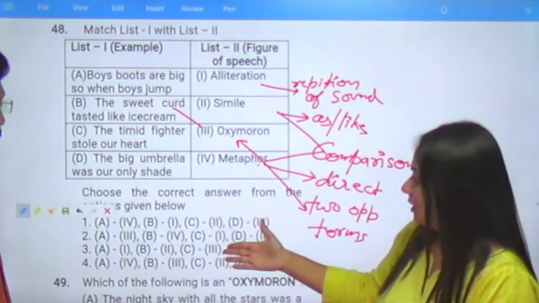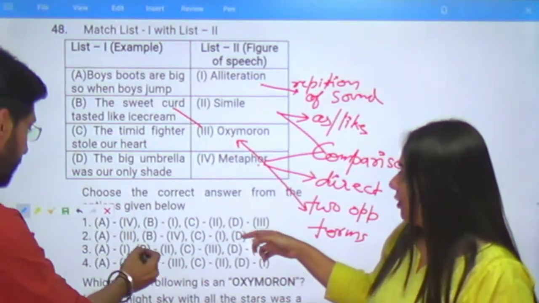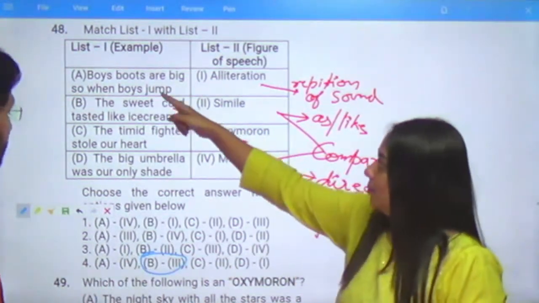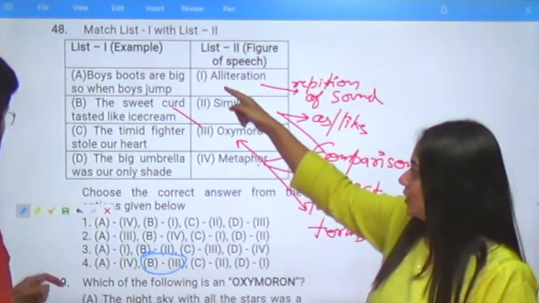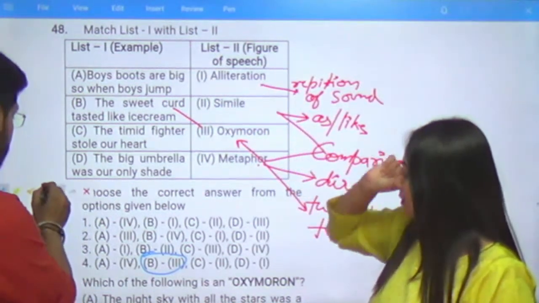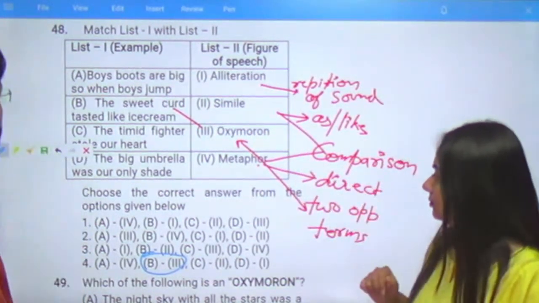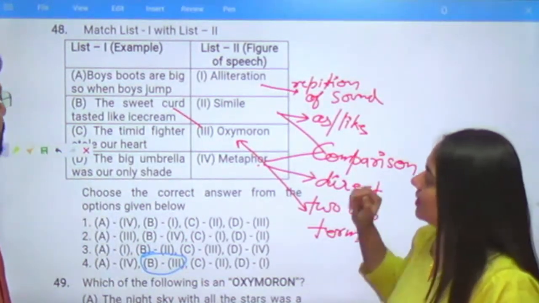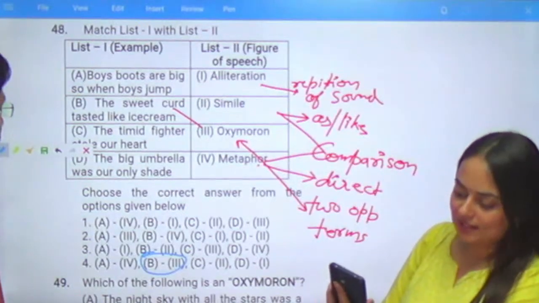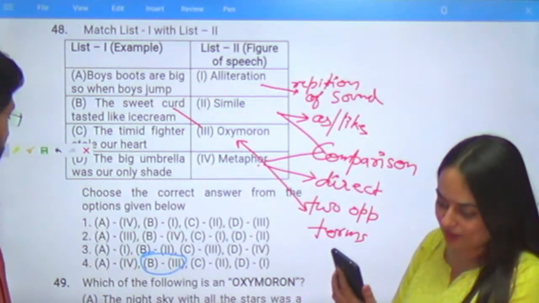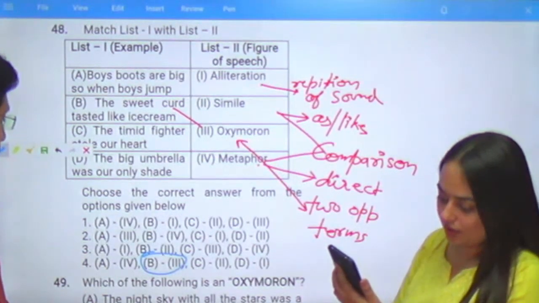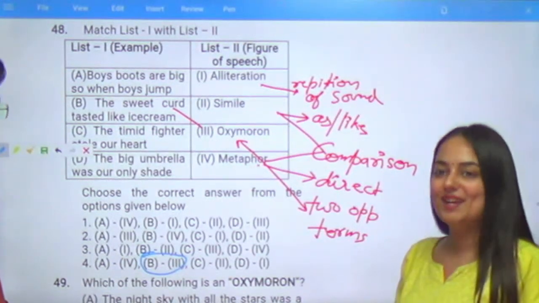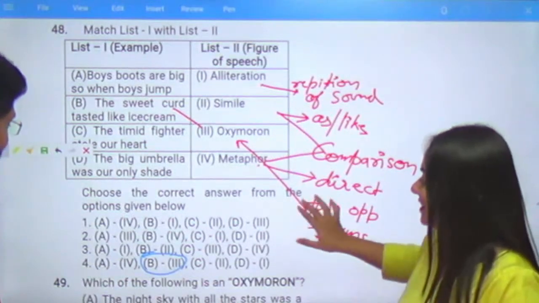Let's see the option, sir. So for B, the B ka third one, main isko narrow down kar raha hun. Fourth. Aur, boys' boots are big, so when boys jump. So it should be? Alliteration, boys' boots. Yes. Repetition of sound. Yes, absolutely right. Let's see who all are answering this one. Let me first of all see. Okay, so I can see that Atul and Monster Gaming. What all names you people keep for your this thing.